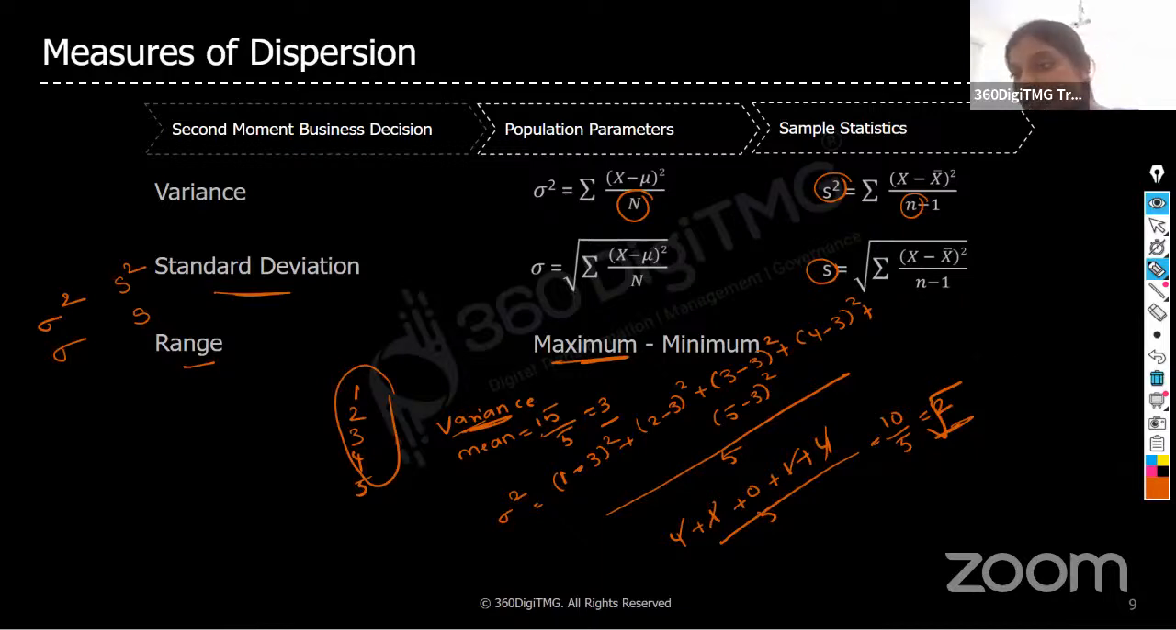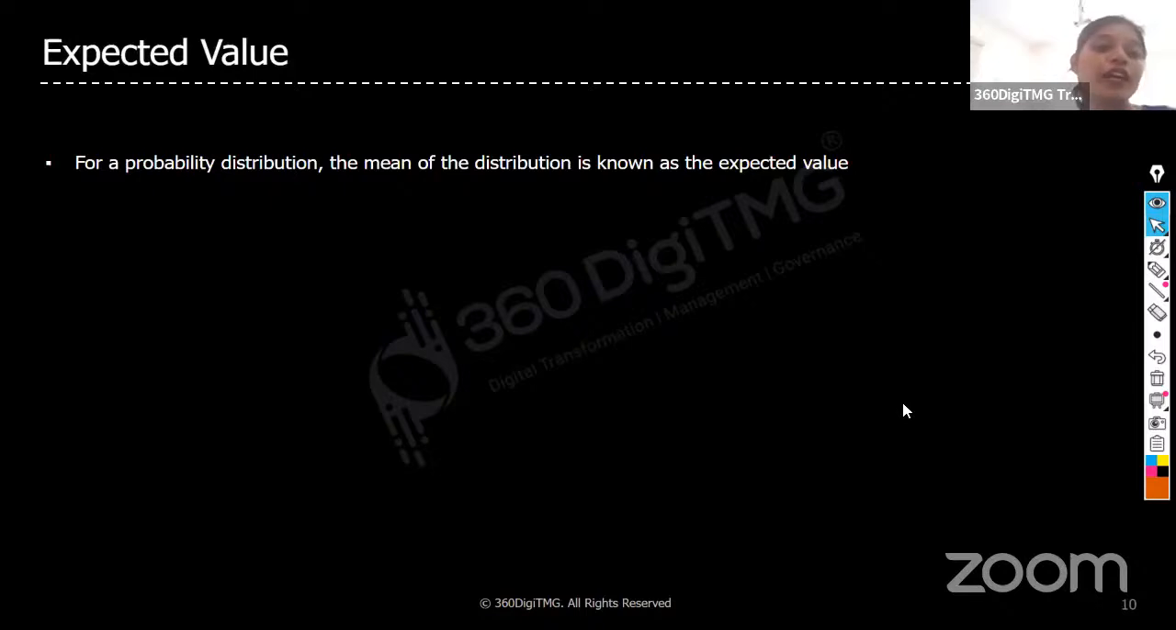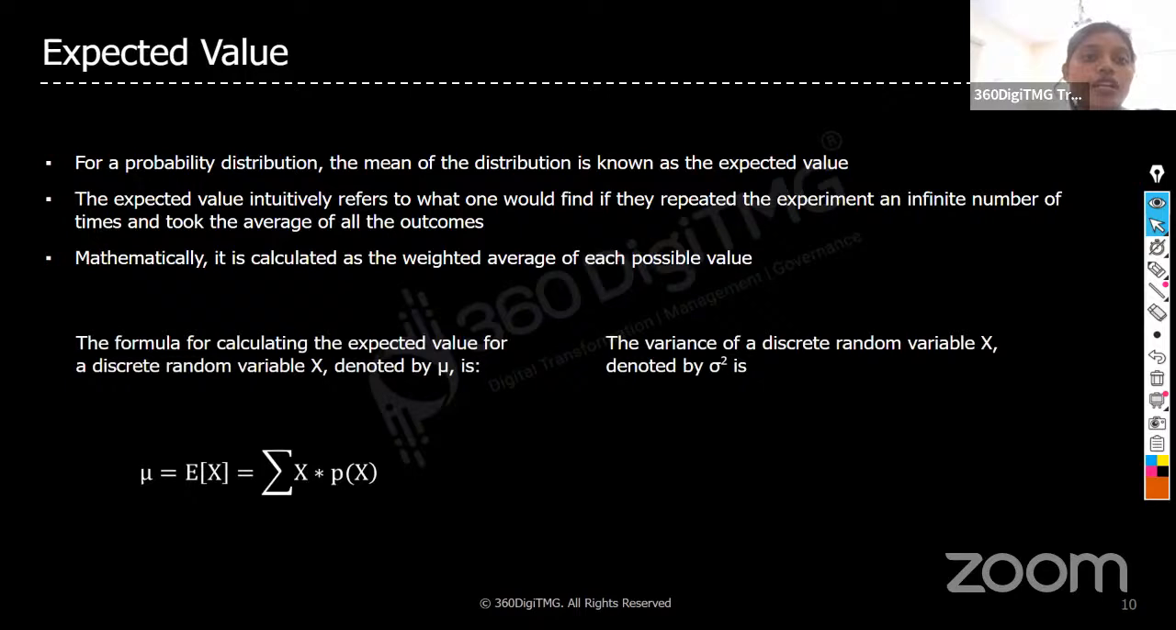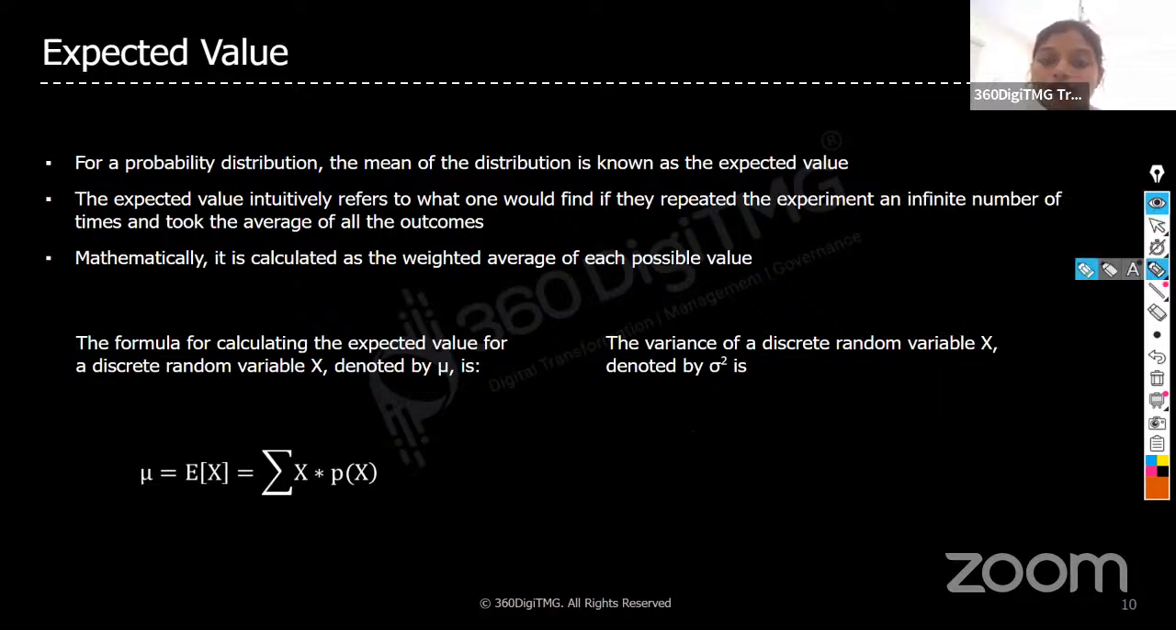So let me clear this. The second moment of business decisions is done, and the first moment also we have discussed. And then next we have the last one, which is expected value. So what is the expected value? For a probability distribution, the mean of the distribution is known as expected value. So the expected value refers to what one would find if they repeat the experiment an infinite number of times. Like what? So imagine you are rolling a die.